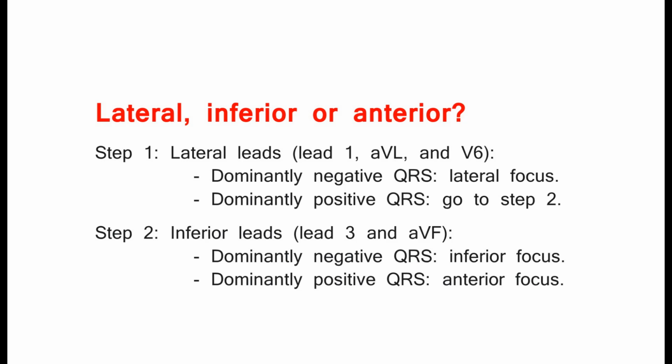Lateral, inferior or anterior. Step 1. Lateral leads, lead 1, AVL, and V6. Dominantly negative QRS, lateral focus. Dominantly positive QRS, go to step 2. Step 2. Inferior leads, lead 3 and AVF. Dominantly negative QRS, inferior focus. Dominantly positive QRS, anterior focus.